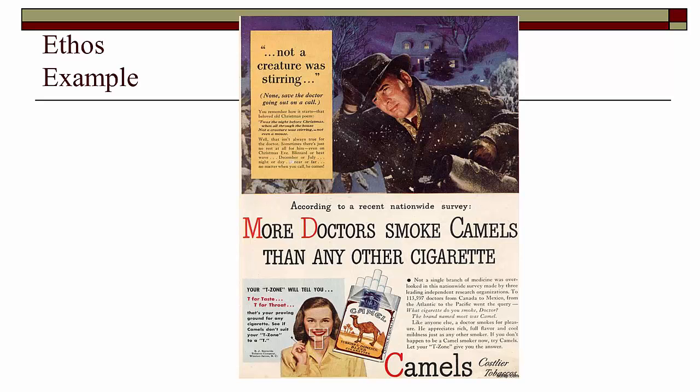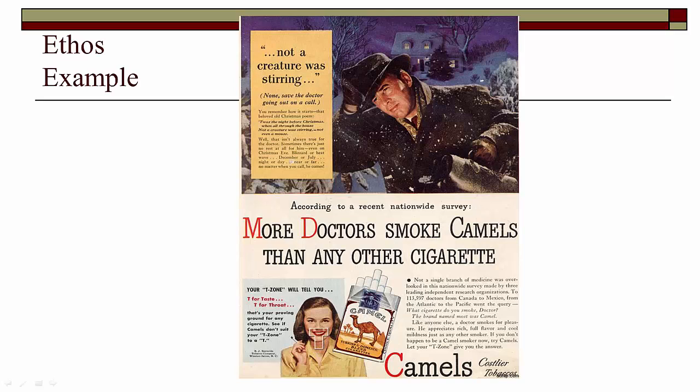Here's a smoking ad from the 40s. More doctors smoke Camels than any other cigarette. And so there's a couple of appeals in this. On the one hand, you've got this sense that if a doctor's smoking it, it must be kind of a professional person's cigarette. So if I were to buy Camels, that means I'm a professional person. There's sort of an implied appeal that if a doctor's doing it, it must be the healthier choice. They don't actually come out and say that, but that's implied here.